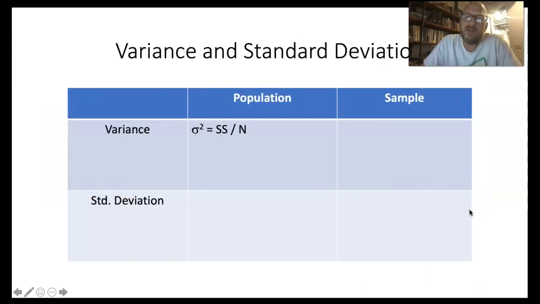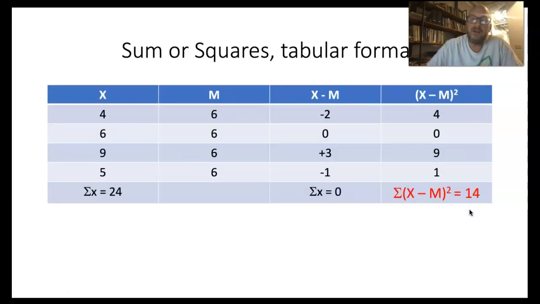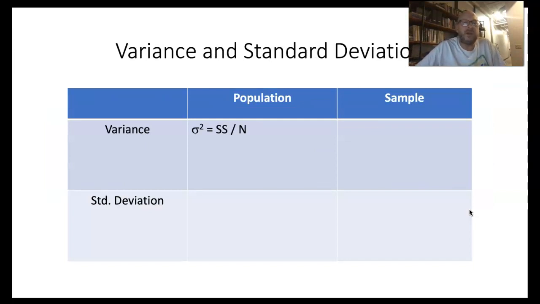And that number is 14. Whoops, sorry. All right, so the sum of squares number here is 14. That means that the total squared variability, total squared deviation, is 14. Now, what do we do with that? That's actually just an intermediate step. We actually use that number to calculate what we call variance and standard deviation.